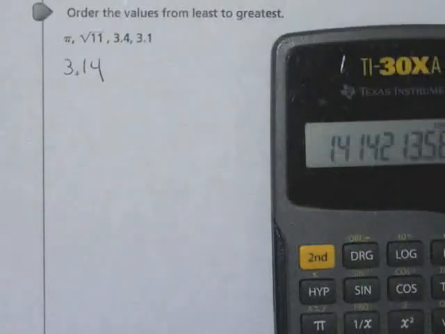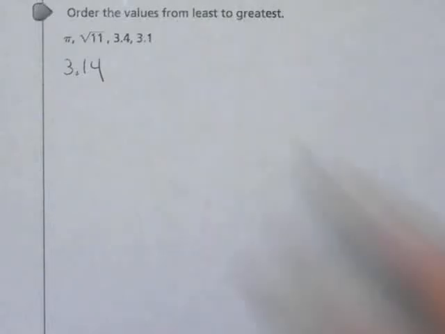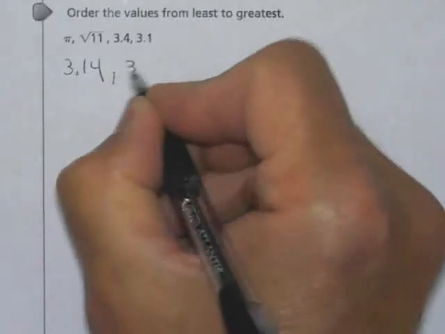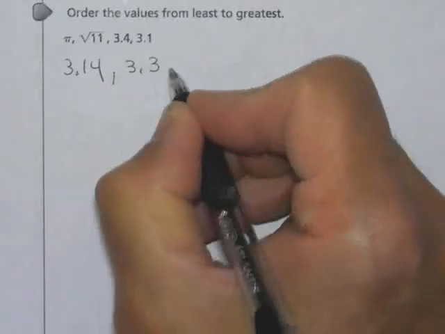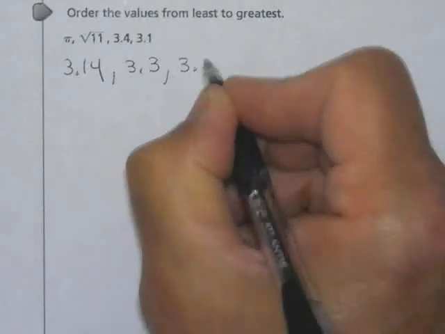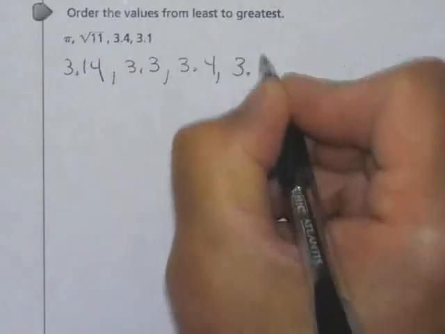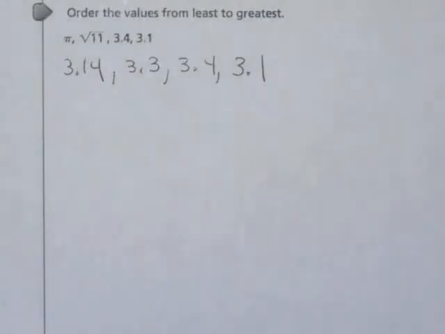So once again, I'm going to clear my calculator. The square root of 11 would be approximately 3.3. And clearly we can see 3.4 and 3.1. Let's make sure we understand what the question is. The question is least to greatest, right? The smallest quantity to the largest.